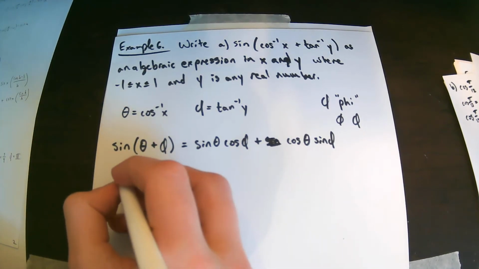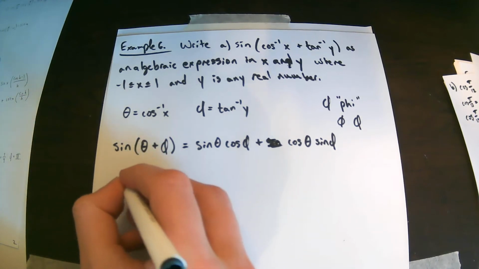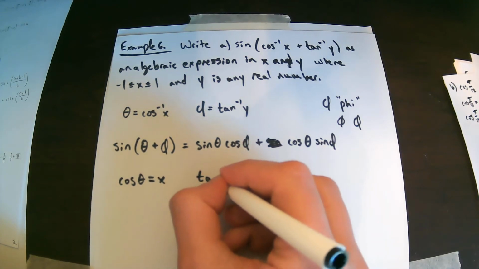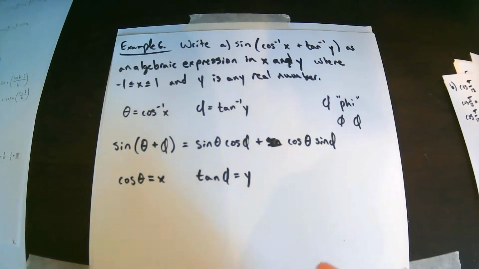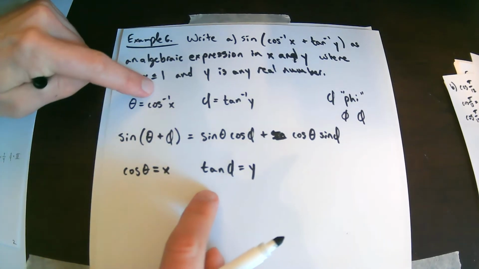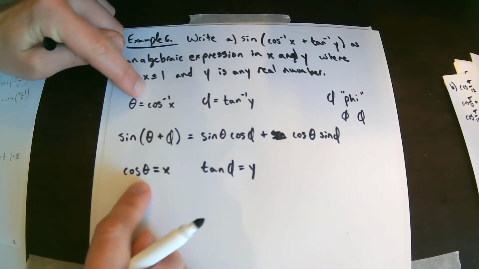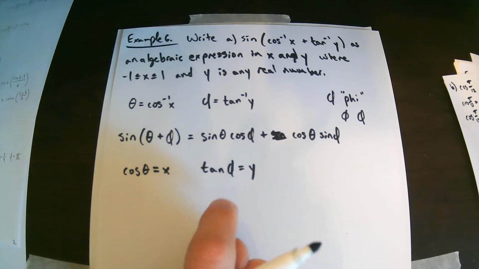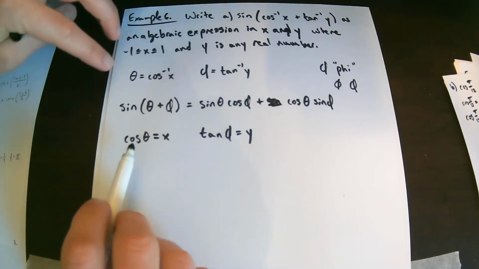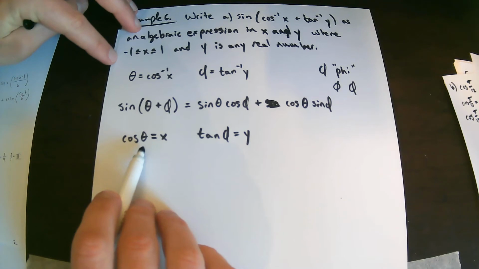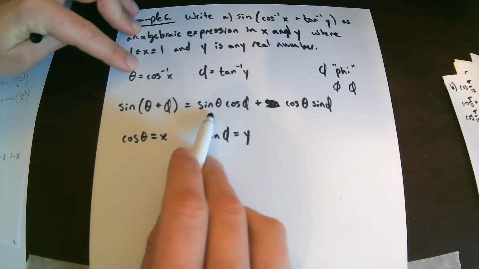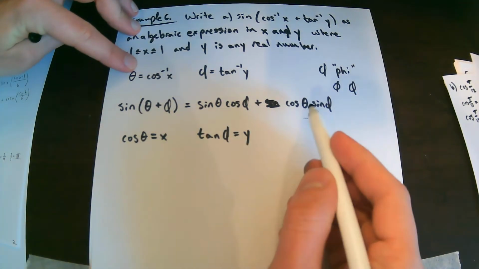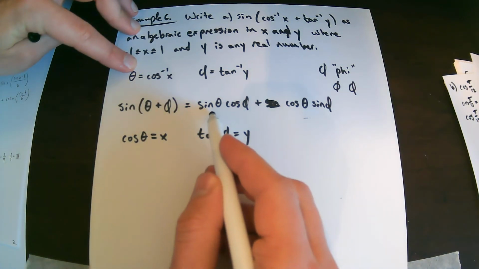So first let me say, if theta is equal to cosine inverse of x, then cosine of theta is equal to x. And similarly, tangent of phi is equal to y. That's just inverse trig function business. If we have this relationship, then we have this relationship. Now, if I know cosine of theta, then I can find sine of theta, because I want to get all of this in terms of x and y. I've got cosine of theta, that's x, but I need sine of theta.